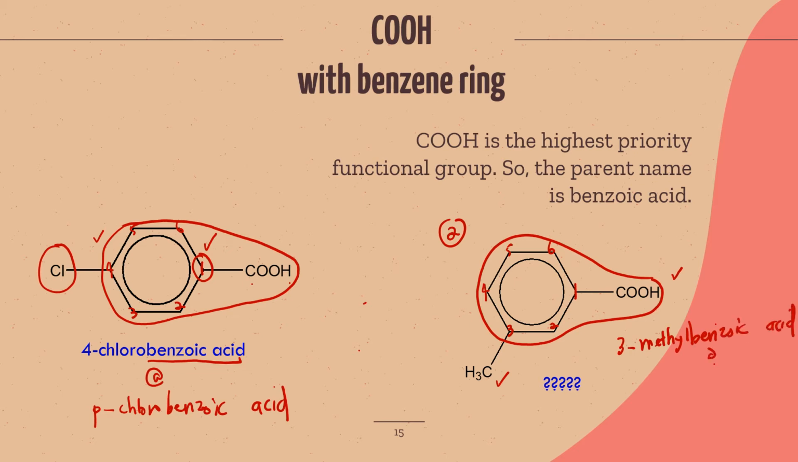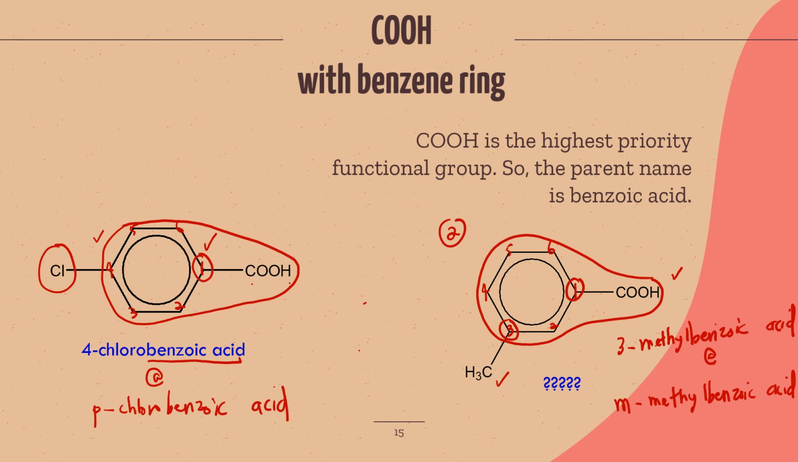Okay, ataupun since we have 1-3 position between these two, you boleh juga gunakan m for meta, m-methylbenzoic acid.